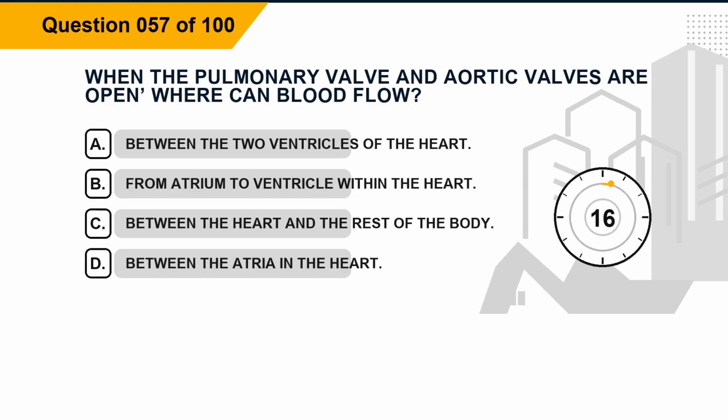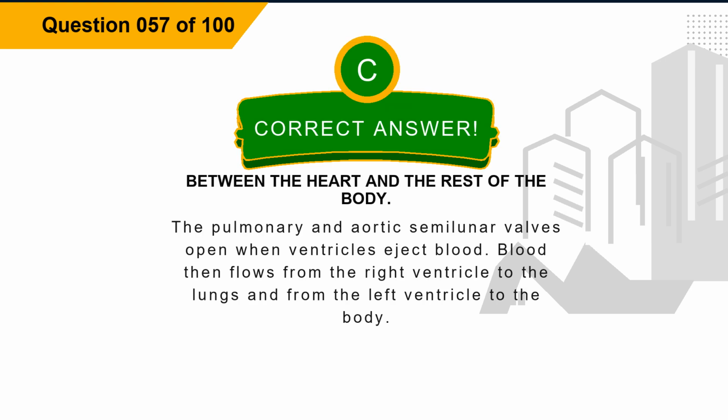Question 57. When the pulmonary valve and aortic valves are open, where can blood flow? Option A, between the two ventricles of the heart. Option B, from atrium to ventricle within the heart. Option C, between the heart and the rest of the body. Option D, between the atria and the heart. The correct answer is option C, between the heart and the rest of the body. Explanation. The pulmonary and aortic semilunar valves open when ventricles eject blood. Blood then flows from the right ventricle to the lungs and from the left ventricle to the body.